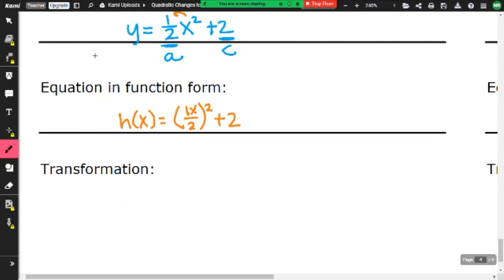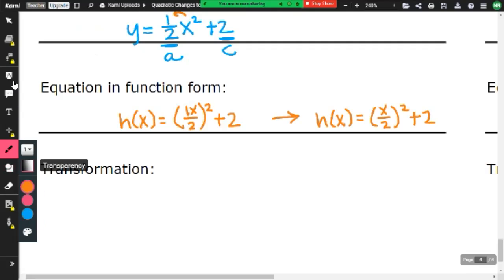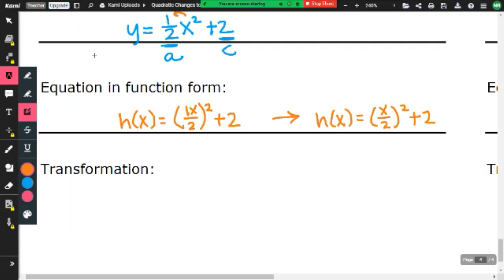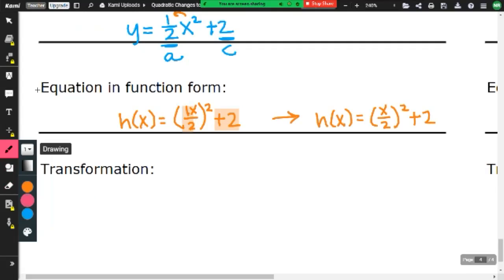But as always, would they include the number 1? No. So the answer choice would actually look like h of x equals x over 2 squared plus 2. That is for fractions. That only applies for fractions. But we did change 2 different numbers. We changed the value of A and the value of C. Okay? The value of A is 1/2.